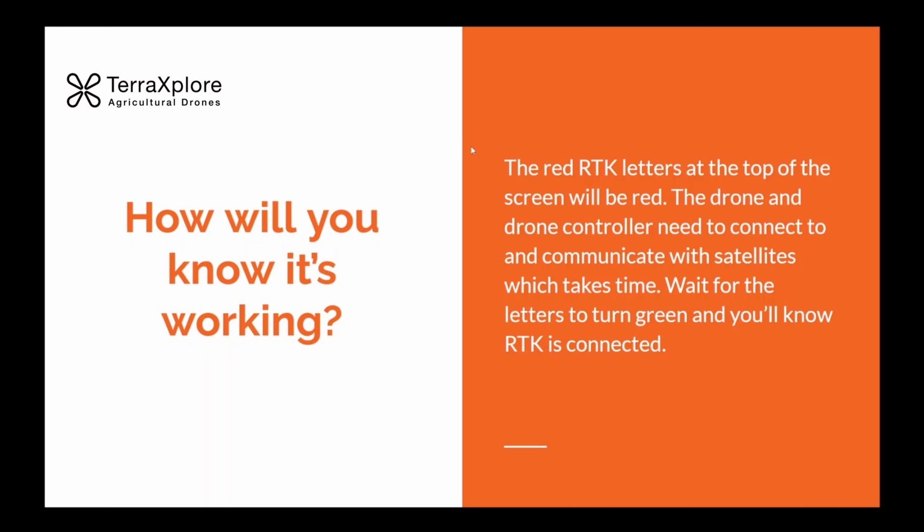So how will you know the RTK is actually working? You'll see, when you actually start the drone, the red RTK letters at the top of the screen. That means it's not ready, and the drone controller needs to connect and communicate with the satellites, which takes some time. So wait for the letters to turn green at the top of your screen, and then you'll know RTK is connected. You'll be able to take off.